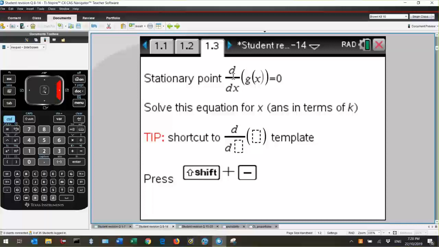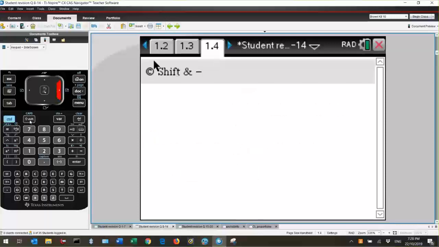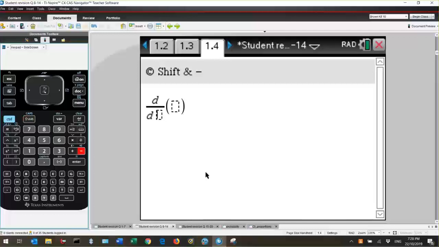Now, a way of saving time in the exam, use the shortcut shift and minus to get the derivative template. So let's have a look at that. You hit the shift and the minus, and bingo, there's the template in one fell swoop. Now, that's a few seconds that you're saving, which is all good.